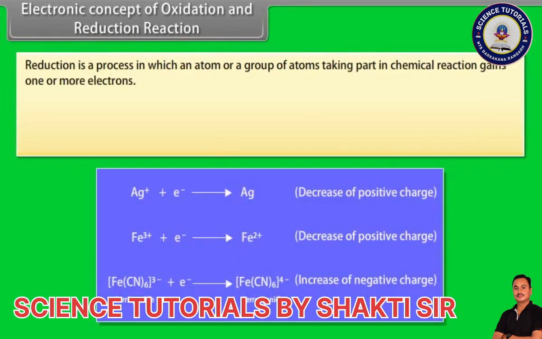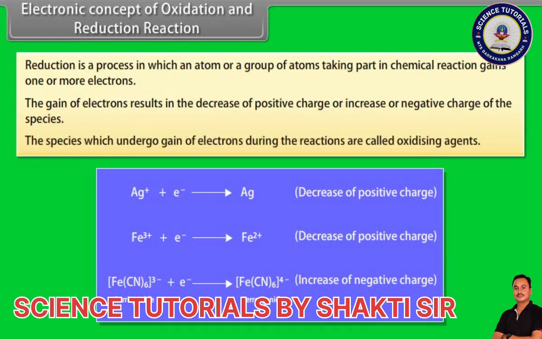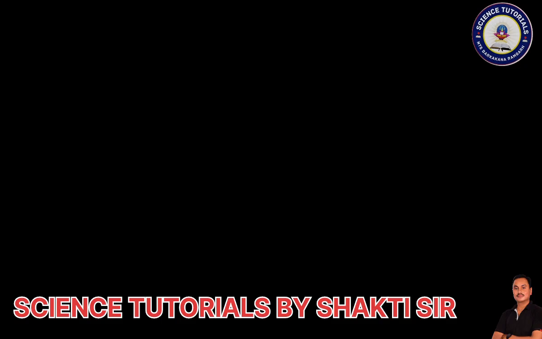Reduction is a process in which an atom or a group of atoms taking part in a chemical reaction gains one or more electrons. The gain of electrons results in the decrease of positive charge or increase of negative charge of the species. The species which undergo gain of electrons during the reactions are called oxidizing agents. Ag+, Fe3+ and Fe(CN)6^3- are oxidizing agents in these examples.